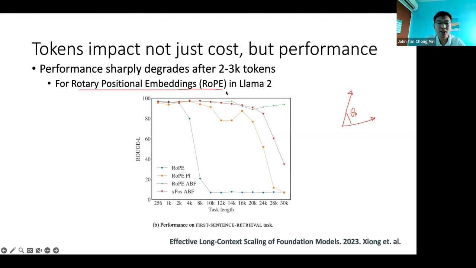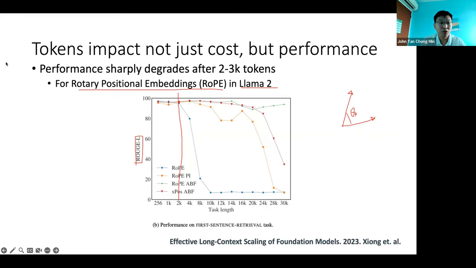So rotary position embeddings in Llama 2, you can see in this paper, Effective Long Context Scaling of Foundation Models. After this amount of task length, about 2000 to 3000 tokens, the ROUGE score, which is how similar the output answer is to the model answer, drops drastically. So if you are going to spend 200 tokens on one function itself, maybe you put 10 functions, you will meet your 2000 context length rate.